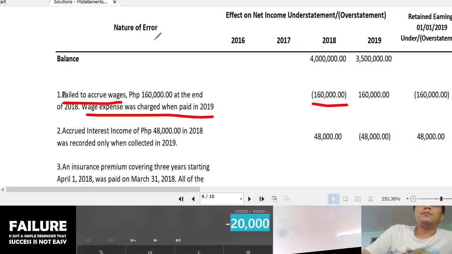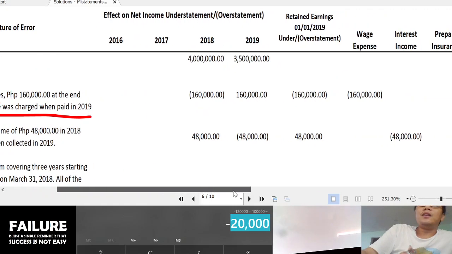Sobra yung net income by 160,000. Dapat bawasan. In 2019, kung saan, di ba, dito mo siya binayaran, so dito mo siya na-recognize na expense. So, ano yung nangyari? Sobra yung expense, kulang yung net income, kaya dapat dagdagan. Di ba? Dapat dagdagan.